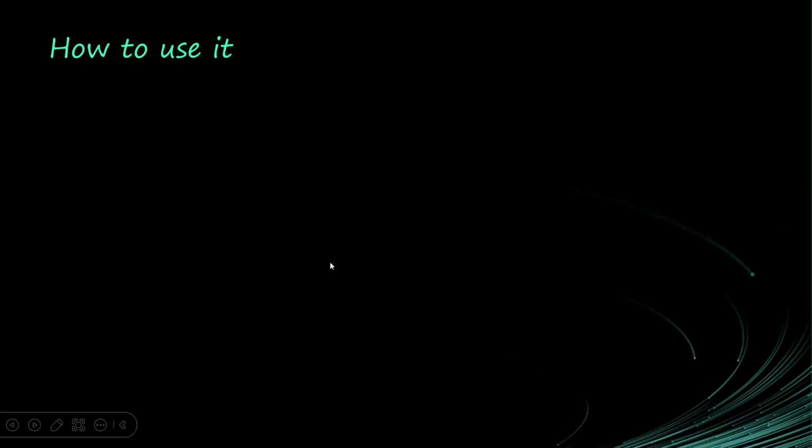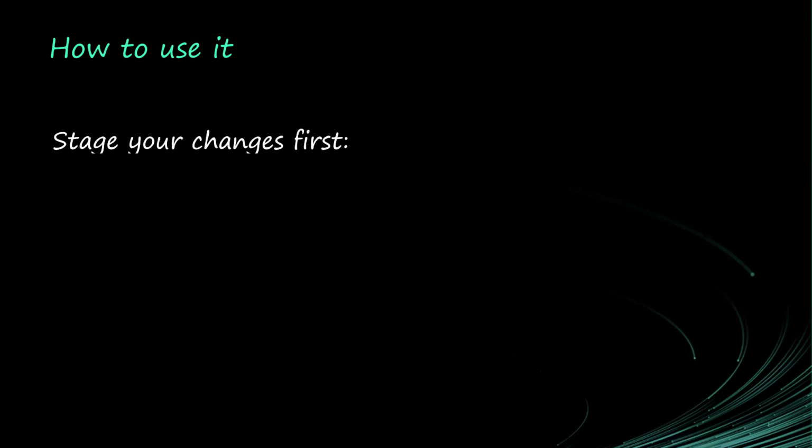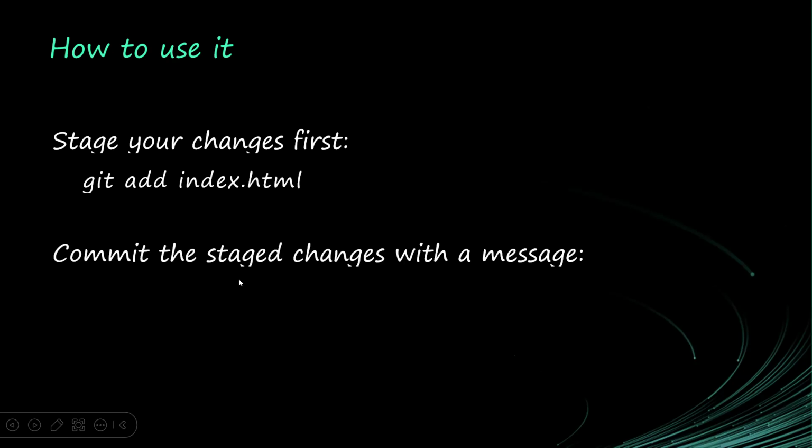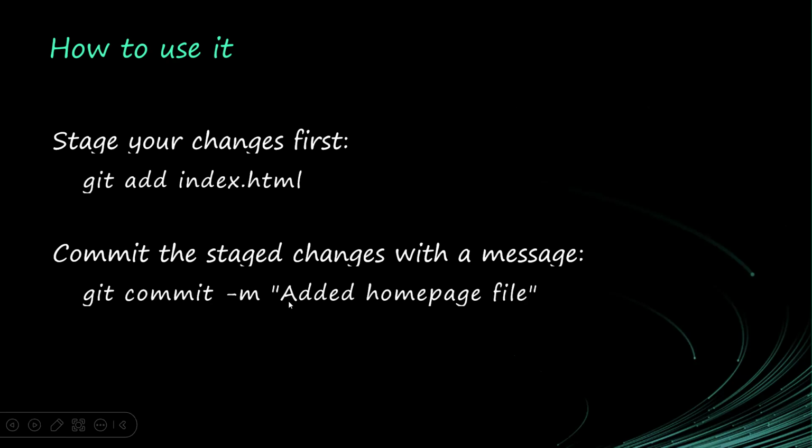All right. So how to use it? Stage your changes first. Before you even do git commit, make sure you do git add so that you can stage all the changes that you have made. Use git add to add the files, or use git add space dot to add everything. Commit the staged changes with a message. So you have to give a message.